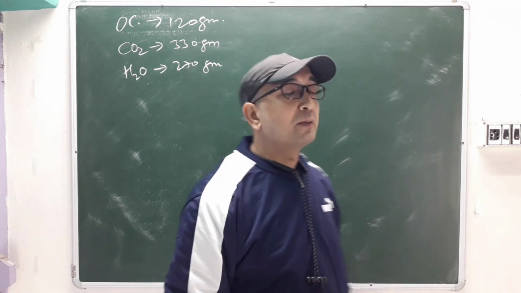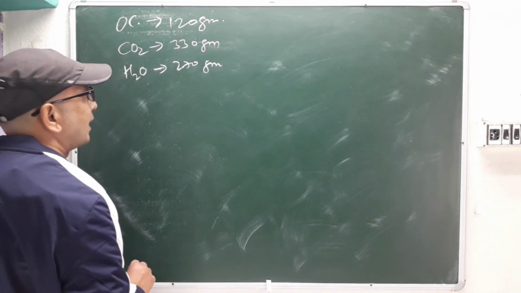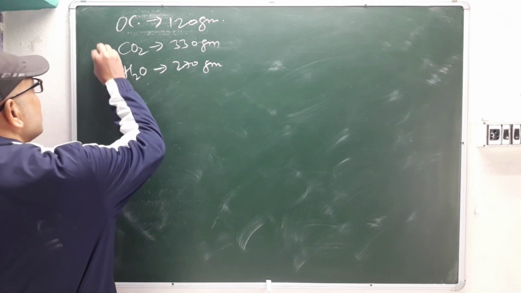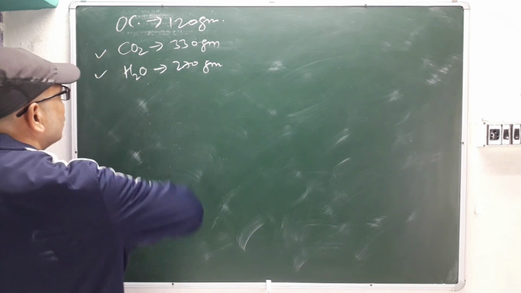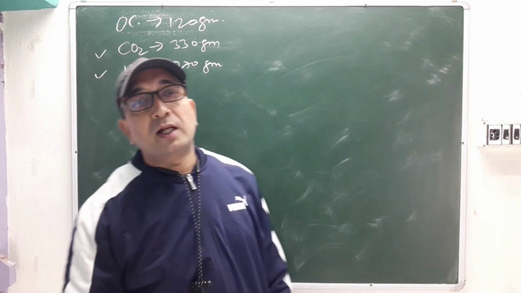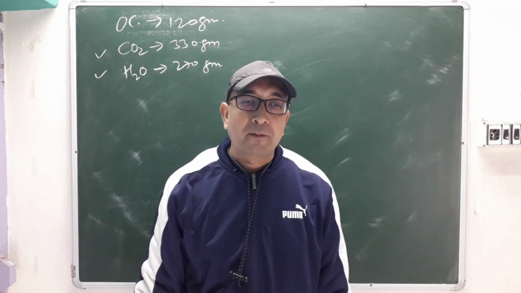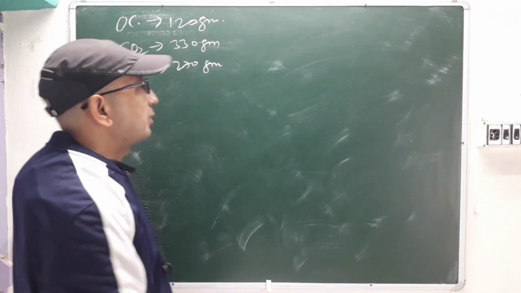For that, what you have to do is, you know that a mole to mole reaction is happening, no? So you have to find out how much mole of carbon dioxide is there and how much mole of water is there. Based on that, we will calculate the starting material's moles. Correct? So here moles of carbon dioxide, we'll see.